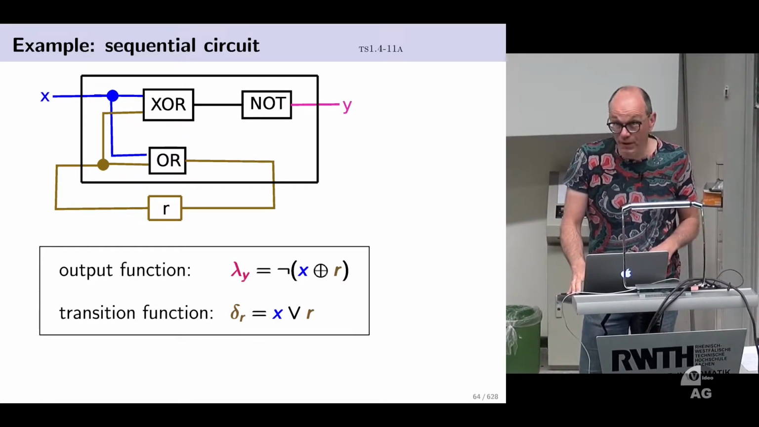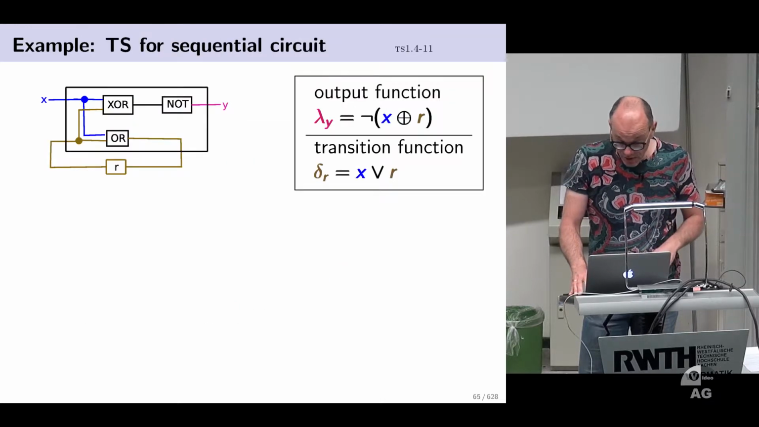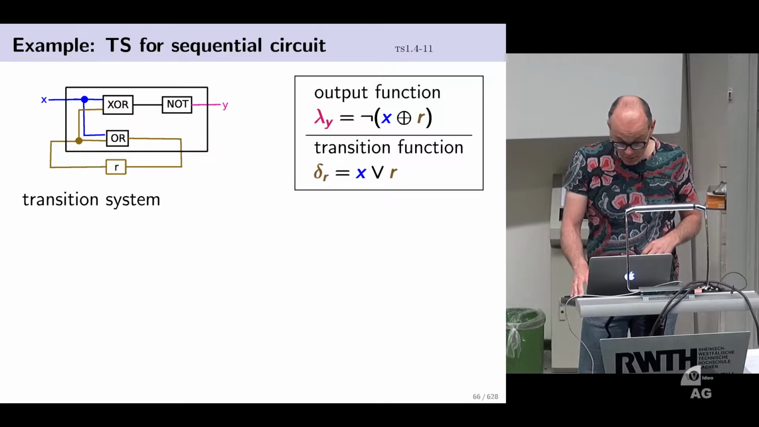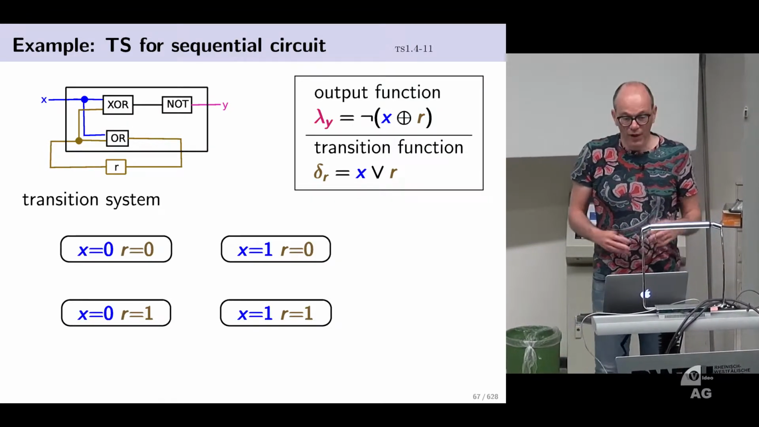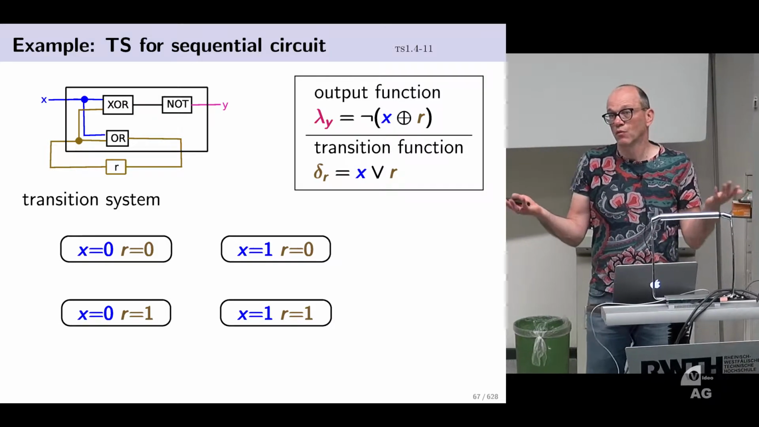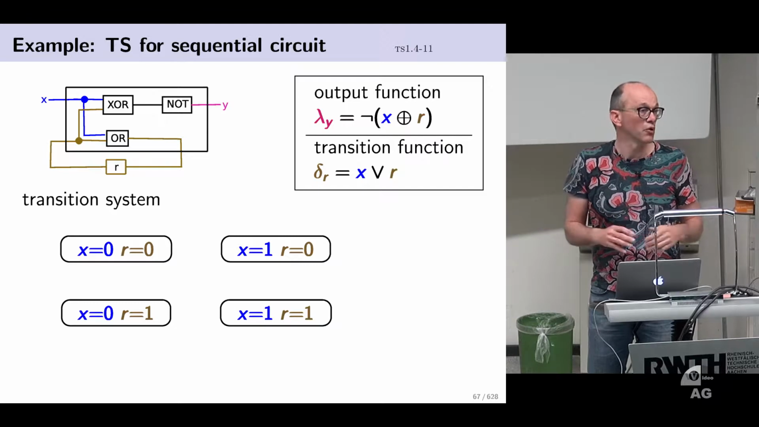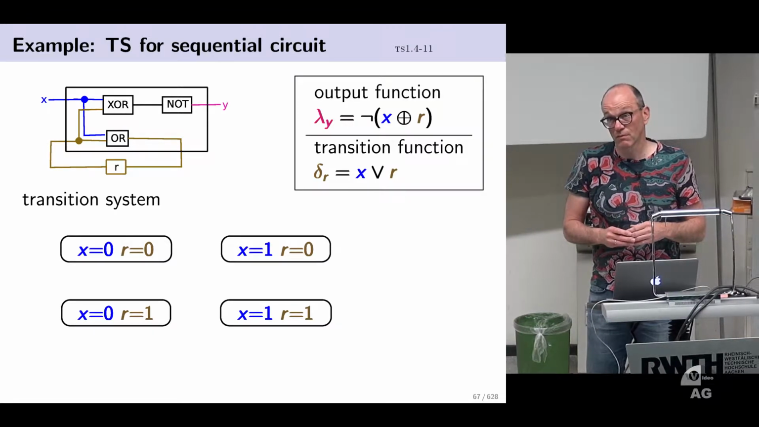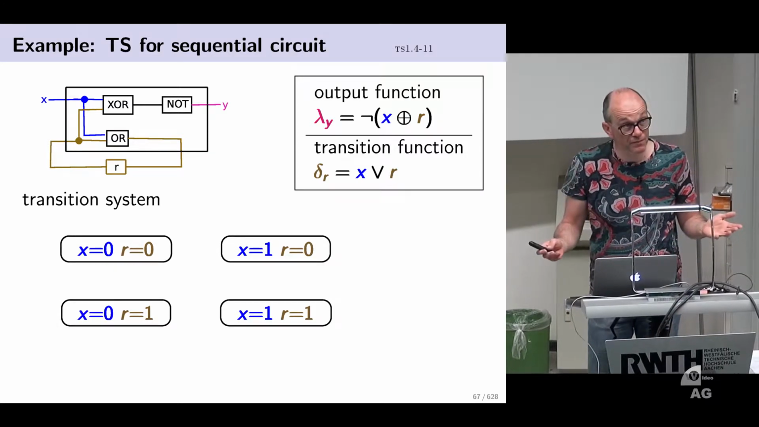Good, so now we want to build a state space or transition system for this circuit. Now, what are the states? Well, there are the output function and the transition function. The transition system looks as follows. First of all, we have 4 states. Why is this? Well, we have one input, one register. They both are binary, so we have 2 to the power 2 many states. So that's hopefully clear.